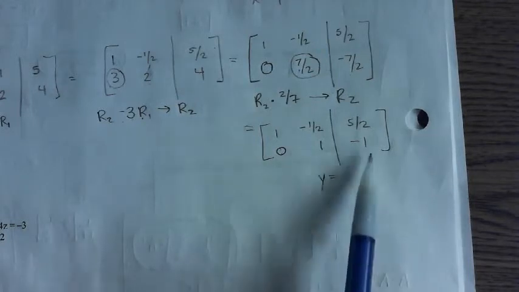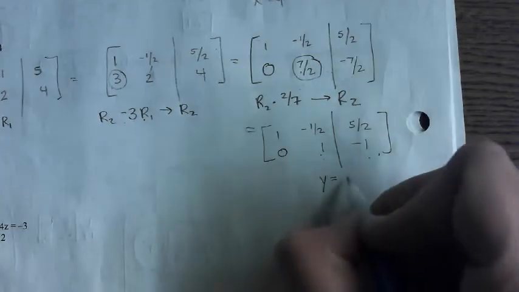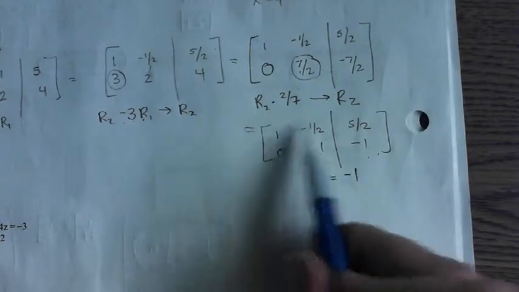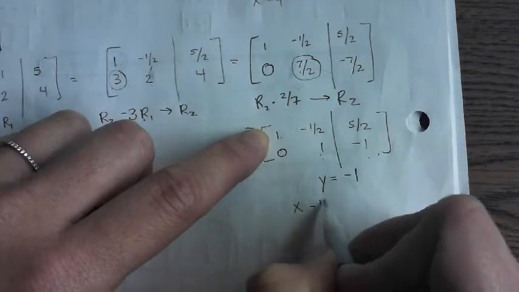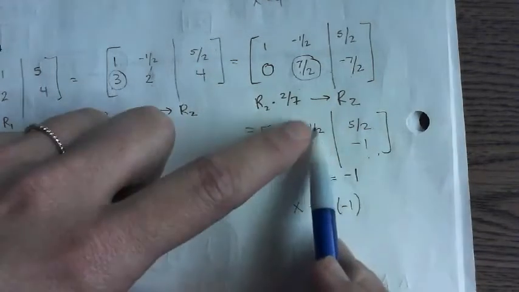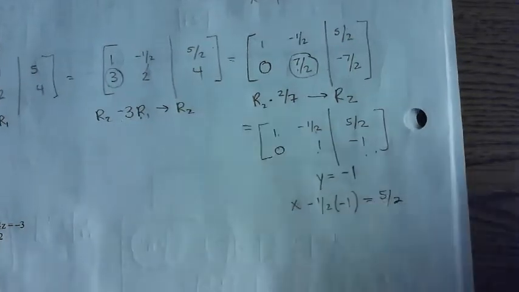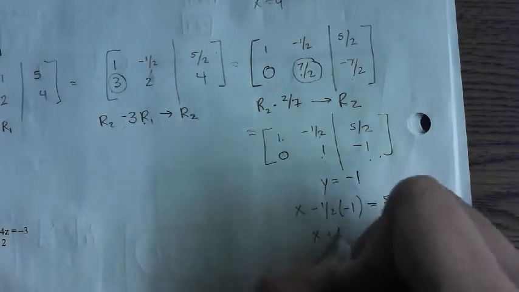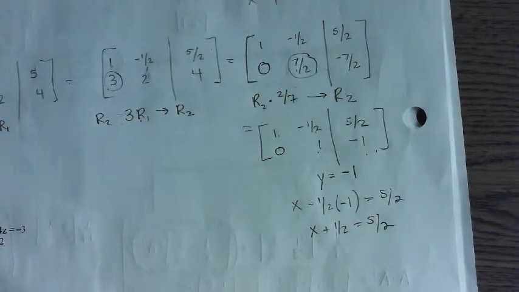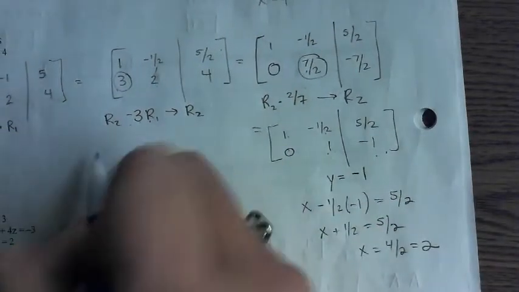0x plus 1y equals negative 1. So y equals negative 1. Does everyone see that? And then if we're not zeroing out everything else, we just have to go back and realize that 1x minus a half of negative 1, right? That's your y coefficient. So 1x minus a half of y equals 5/2. I just replaced my y with negative 1 now that I know it's that. So that's x plus a half equals 5/2. Subtract a half on both sides, and x equals 4/2, or 2. So 2, negative 1 is your solution.